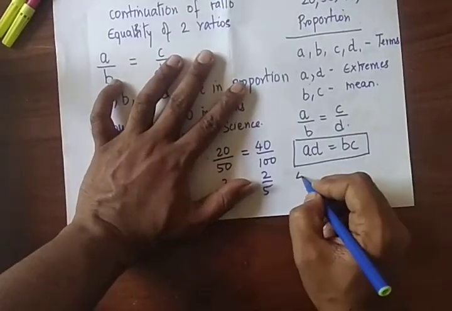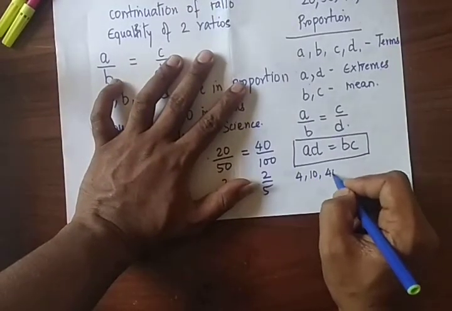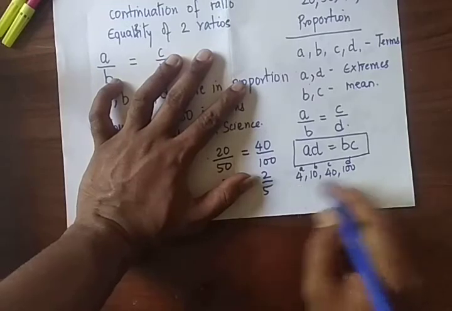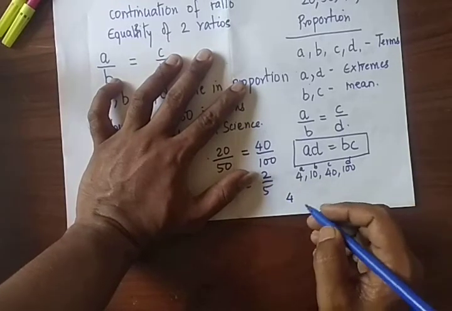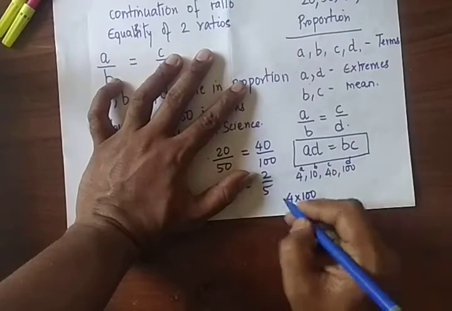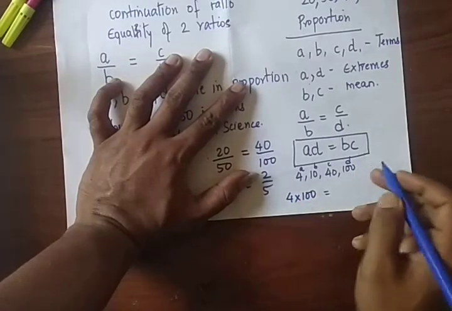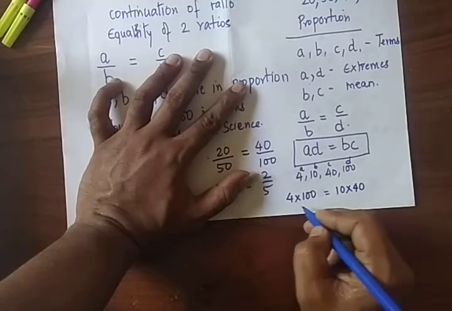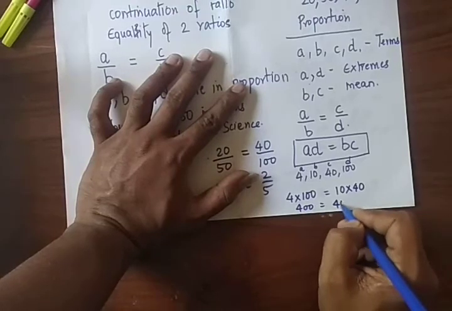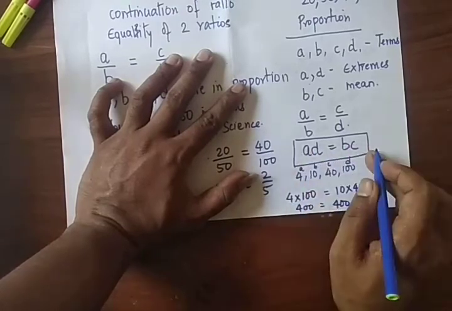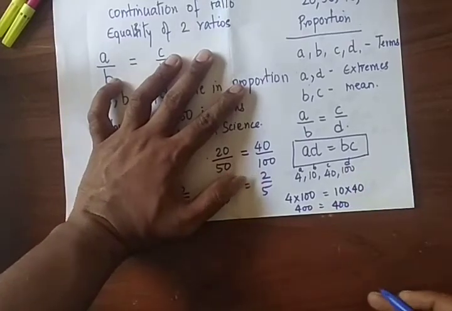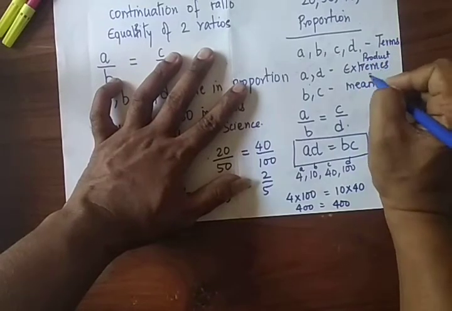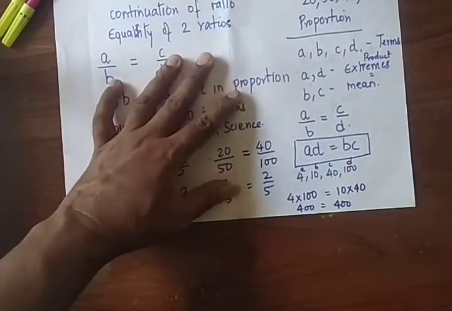For example, if I say 4, 10, 40, 100, this is my A, B, C, D. So A multiplied by D will be 4 into 100, and B multiplied by C will be 10 into 40. 400 is equal to 400. When these products are equal, that means the given terms are in proportion. So the formula is: product of the means is equal to product of the extremes. Okay.